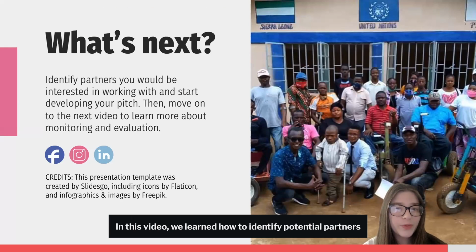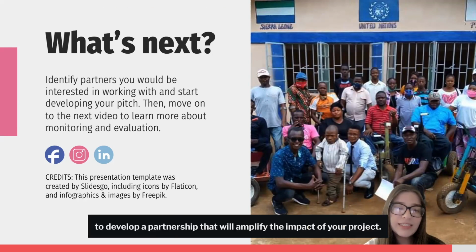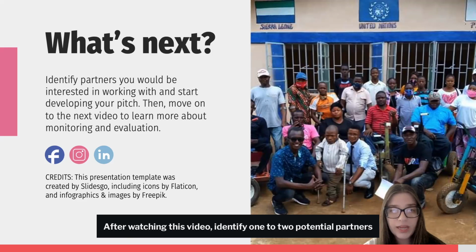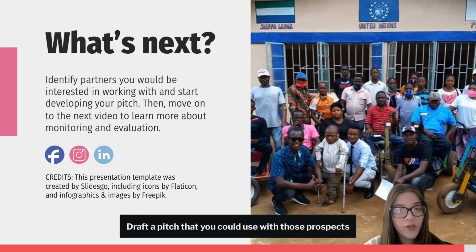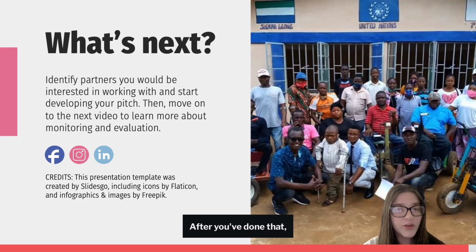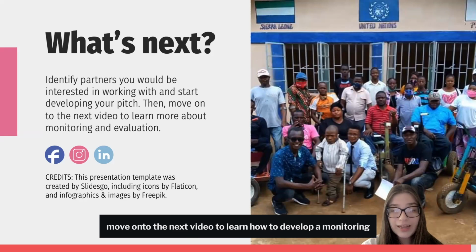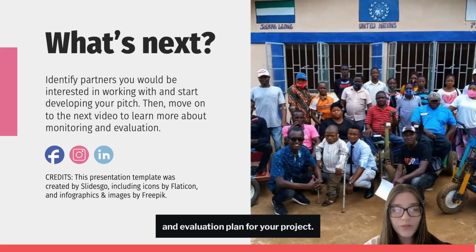In this video, we learned how to identify potential partners and pitch yourself to them to develop a partnership that will amplify the impact of your project. After watching this video, identify 1 to 2 potential partners that you would be interested in working with. Draft a pitch that you could use with those prospects to develop a partnership. After you've done that, move on to the next video to learn how to develop a monitoring and evaluation plan for your project.